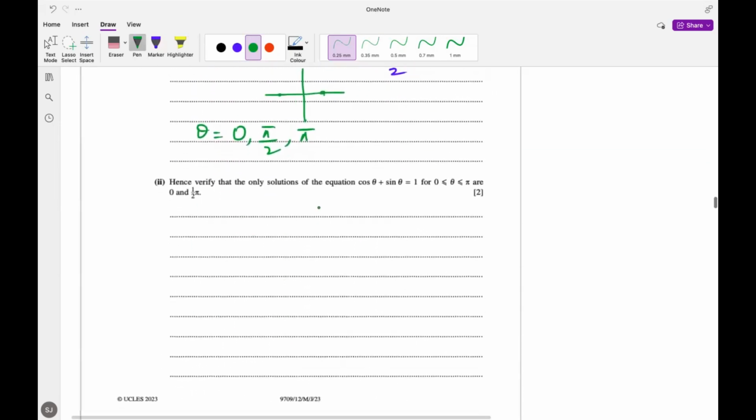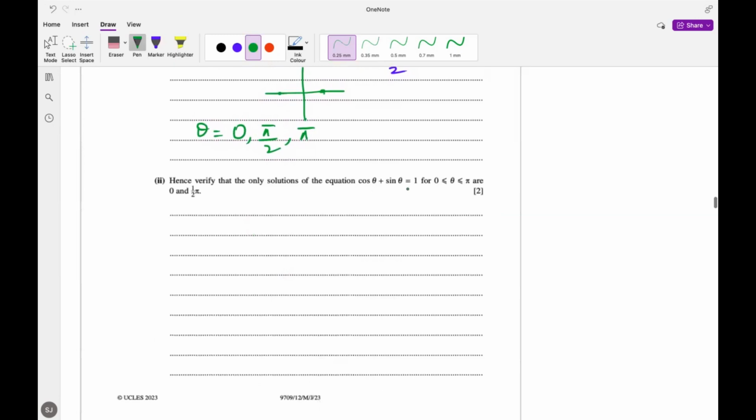In part 2, we have to verify that the only solutions of the equation cos theta plus sine theta equals 1 are 0 and 1 upon 2 pi. So to verify this, we'll substitute first of all 0 in place of theta. So we'll get cos 0 plus sine 0, and it should equal 1. So cos 0 is 1 and sine 0 is 0. So as it equals 1, it is one of the solutions. Substituting 1 upon 2 pi in place of theta, we'll get cos 1 upon 2 pi plus sine 1 upon 2 pi. And as cos 1 upon 2 pi is 0 and sine 1 upon 2 pi is 1, this will also equal 1. So it is verified these are two solutions.